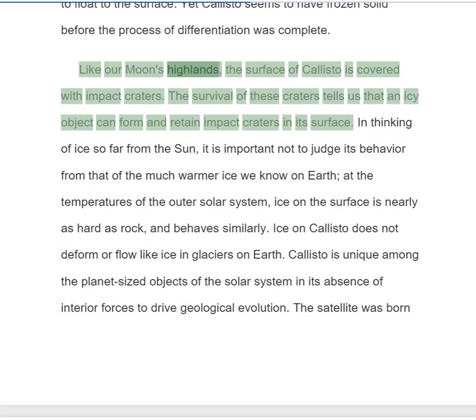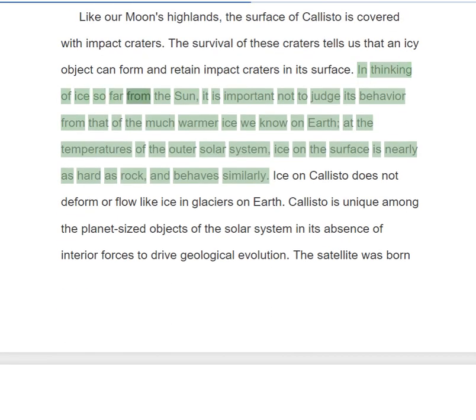Like our moon's Highlands, the surface of Callisto is covered with impact craters. The survival of these craters tells us that an icy object can form and retain impact craters in its surface. In thinking of ice so far from the sun, it is important not to judge its behavior from that of the much warmer ice we know on Earth.